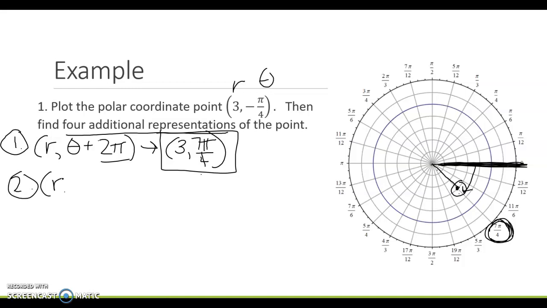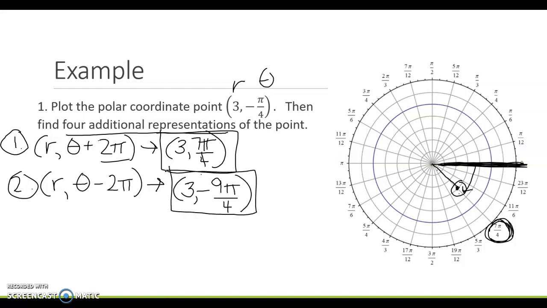So I can do r, theta minus 2 pi. That would give me the point 3, so r is staying the same. Negative pi over 4 minus 2 pi is negative 9 pi over 4. So that's just saying I go around the circle 2 pi and another pi over 4, same exact point. So let's look at a third one.